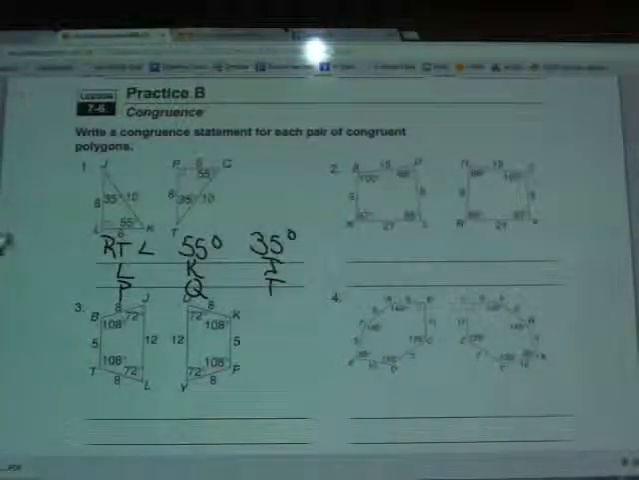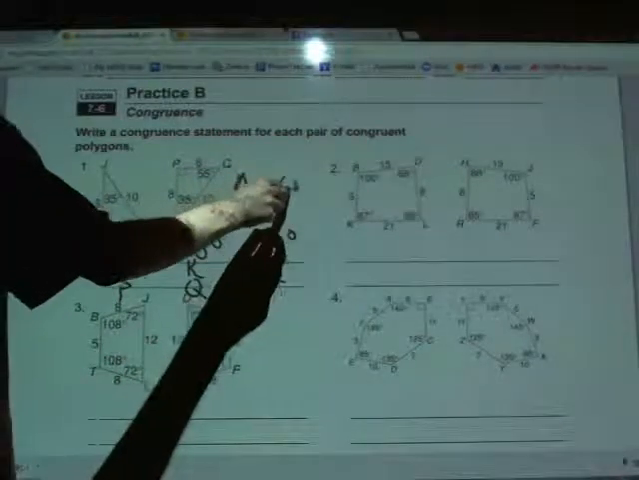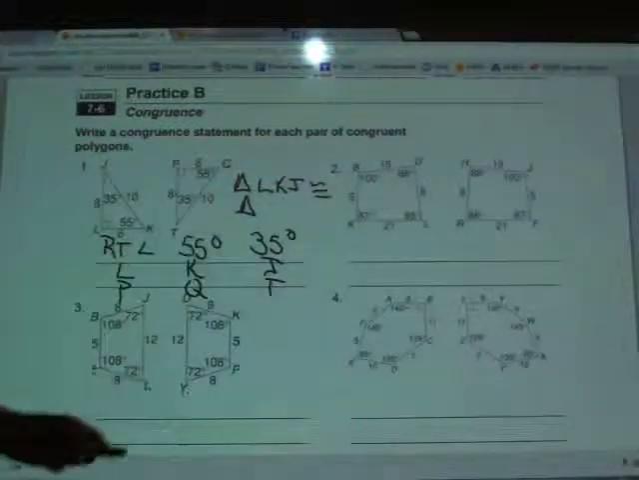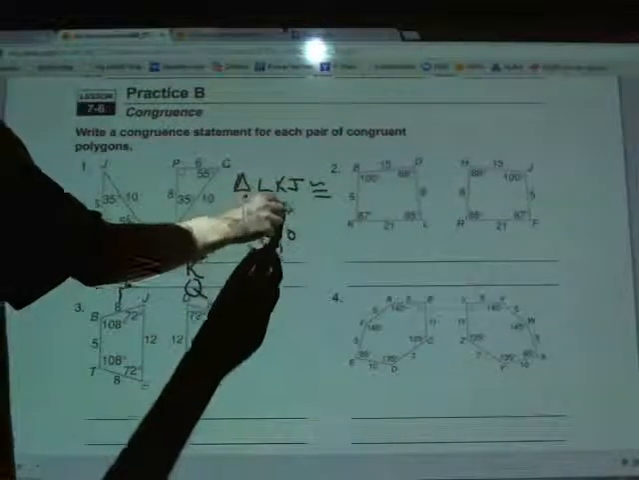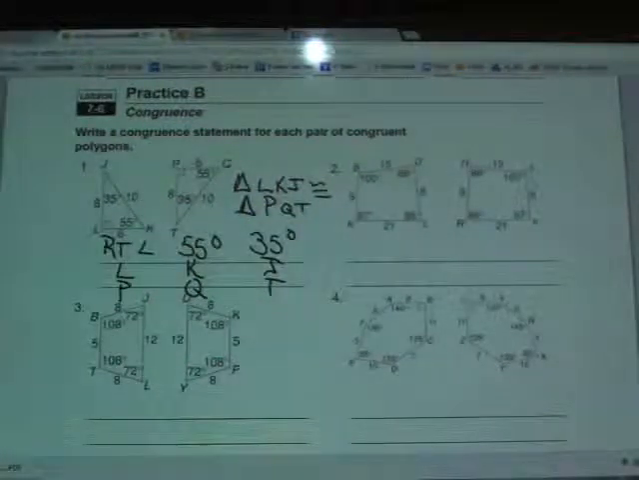Triangle LKJ is congruent to triangle PQT. Now again, the order is not really important, at least in this example. As long as you match up the angles, everything else is going to match up.